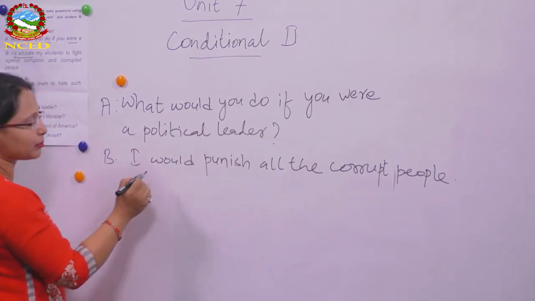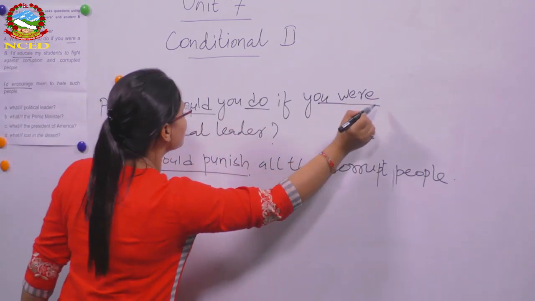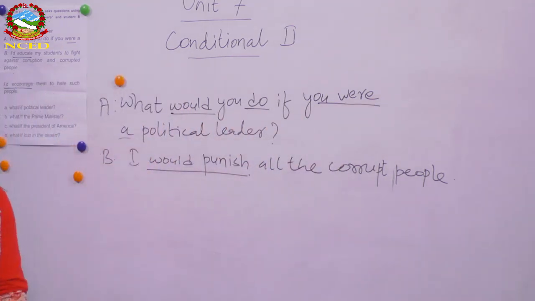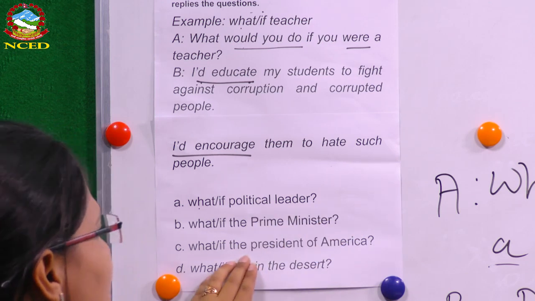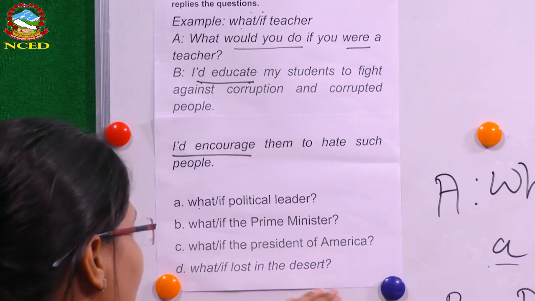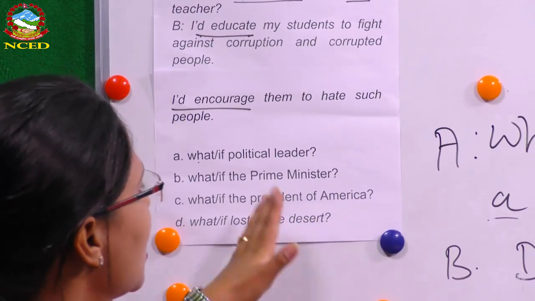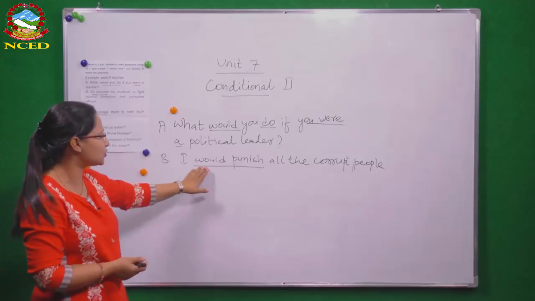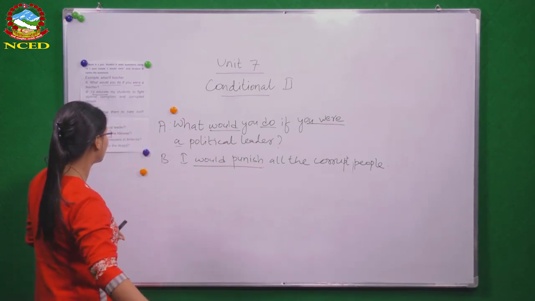So just remember, you have to use the appropriate structure, okay? Otherwise you can write anything you think that is appropriate. So please do the rest in the same way. Do in pair. One of you make a question like this. What would you do if you were the Prime Minister? What would you do if you were the President of America? What would you do if you got lost in the desert or like that, and another of you answer it using the appropriate structure. Remember, you are using conditional type 2. Okay.